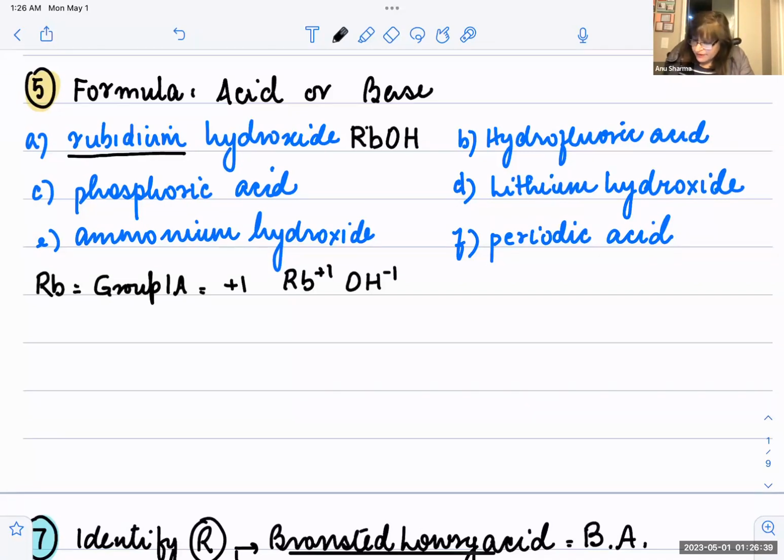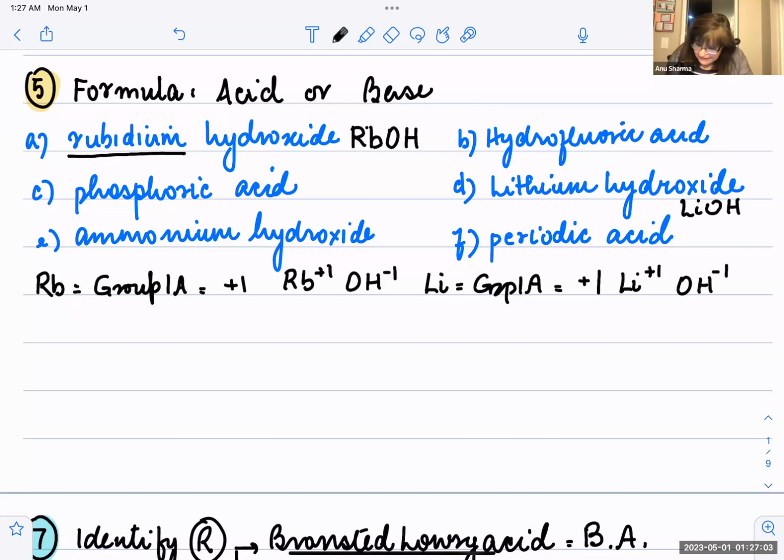Let's look at lithium hydroxide. Same is the case. Lithium belongs to group 1A, that means it has a +1 charge. So lithium will have a +1 charge and OH will have a -1 charge, and then the formula becomes LiOH.